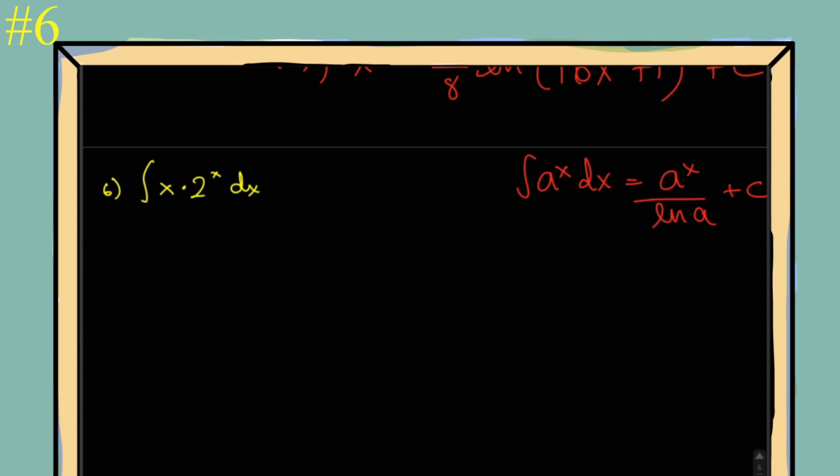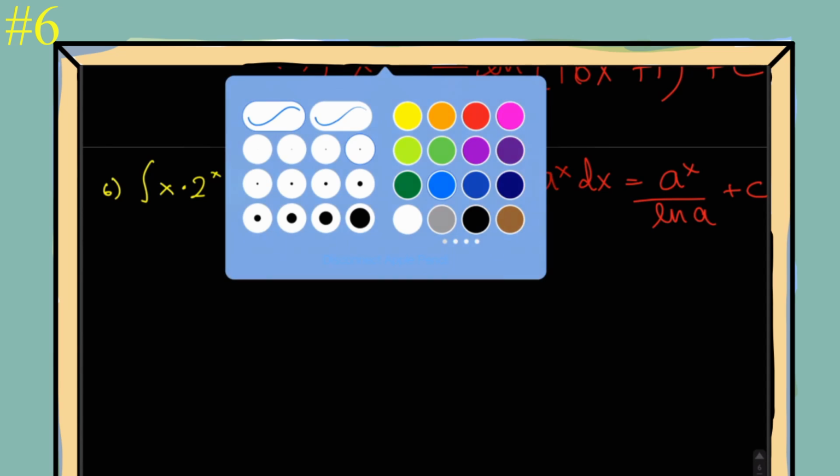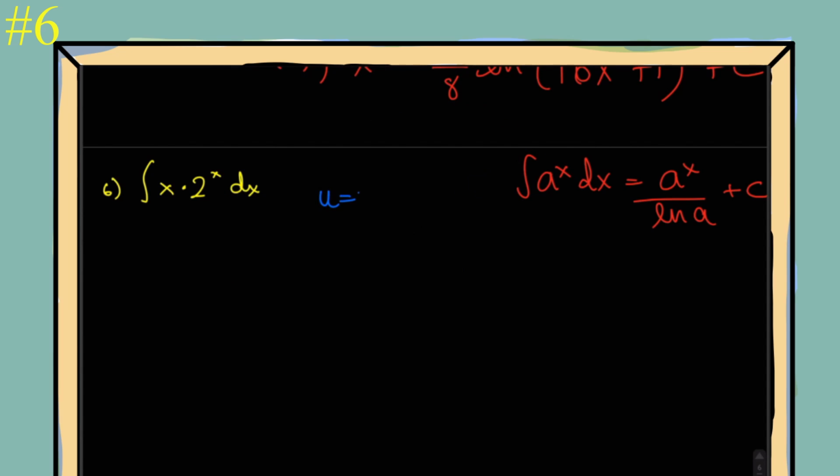In this case, a is 2. Okay, so we're going to pick our u. u is going to be equal to x. du is equal to dx. And then dv is going to be 2 to the x dx. And so v is going to be 2 to the x divided by ln of 2.